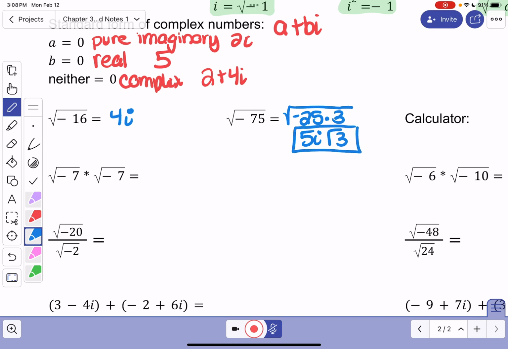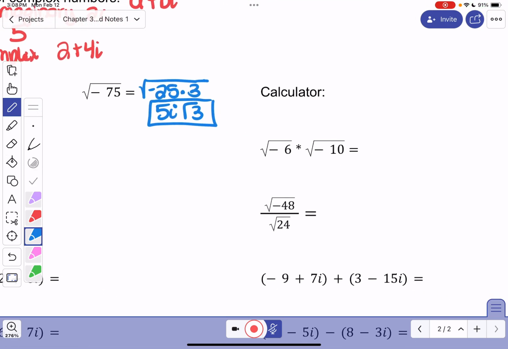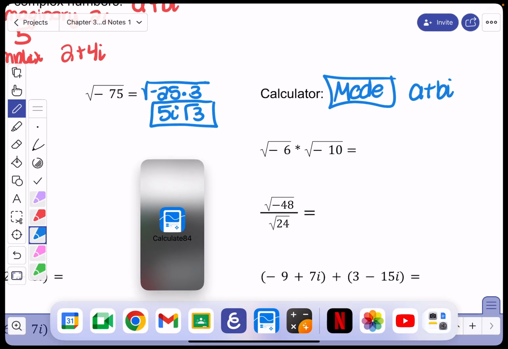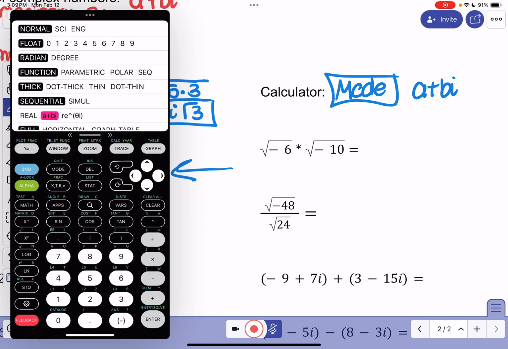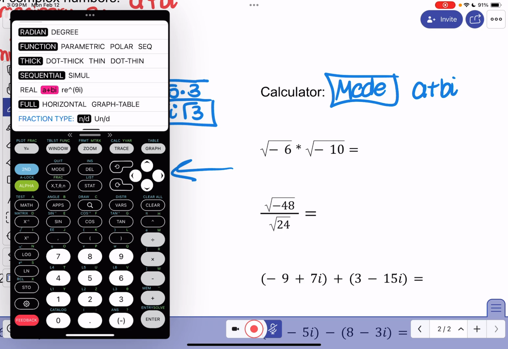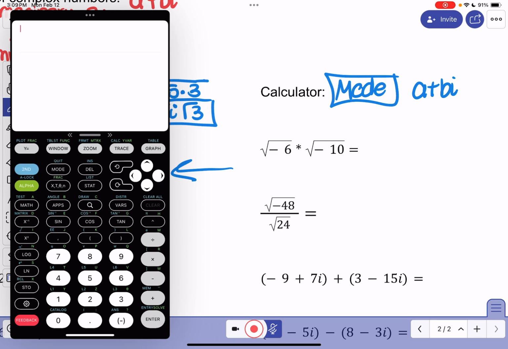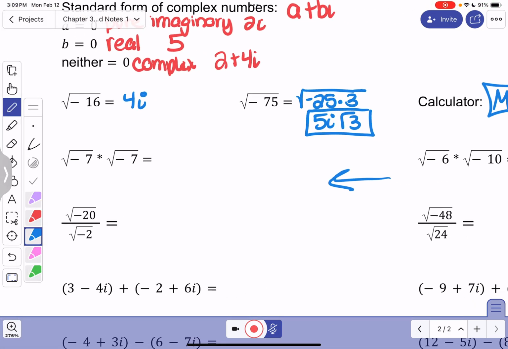Your calculator will do square roots if we turn it on. So if you hit the mode button and then scroll all the way down and choose a plus bi, now your calculator will spit out i's. So mode is in this row right next to the second. You're going to arrow all the way down to the real number column and choose a plus bi and hit enter. Now your calculator will do i's.